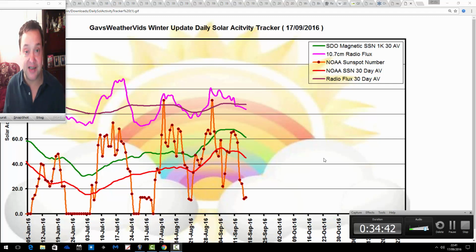And we'll have a look and see what the consensus is for the first time this season for winter of 2016-2017. The tracker, by the way, will do a blog post about that on the blog next Sunday, so we won't miss out on the latest from the GasWeather solar activity tracker.